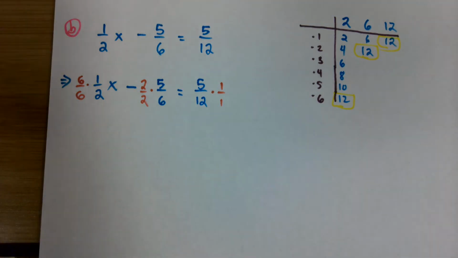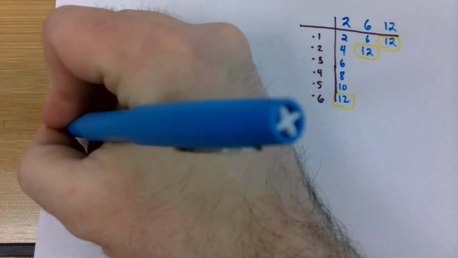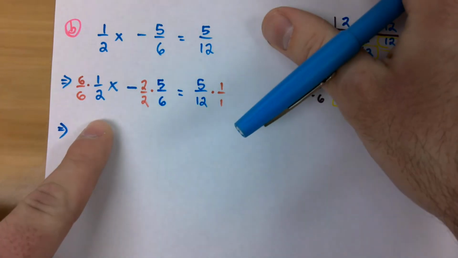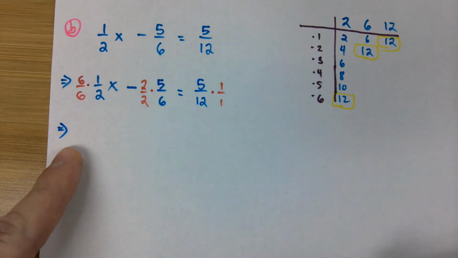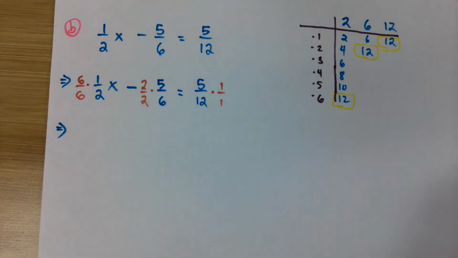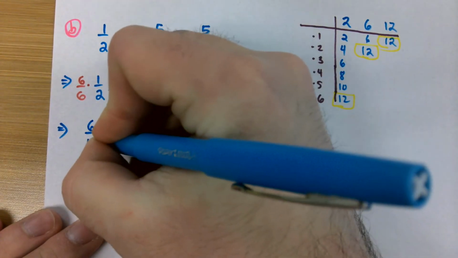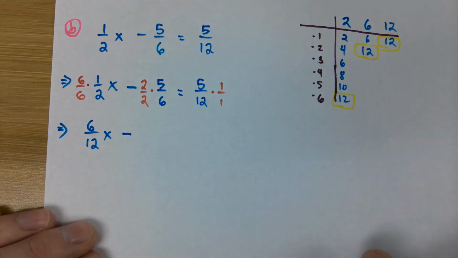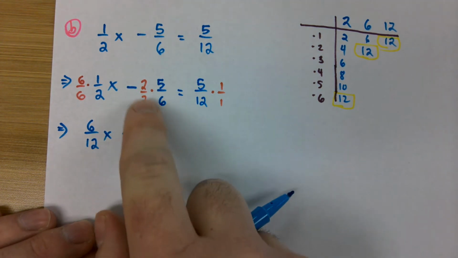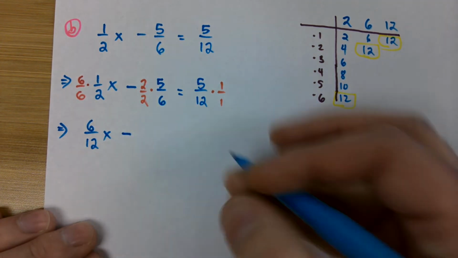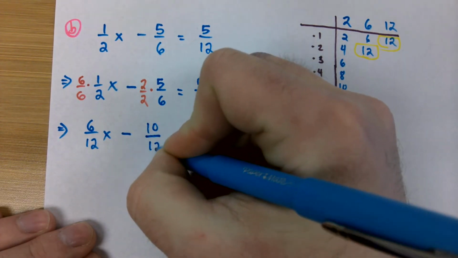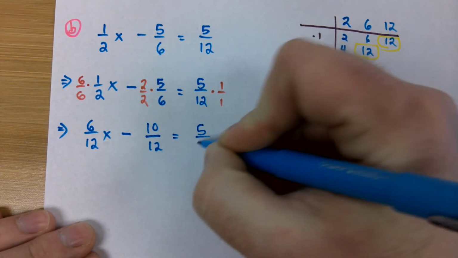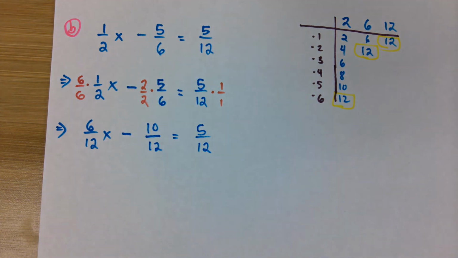Then let's go ahead and multiply these out. What's our first term going to read? 6 over 12x. Thank you, Rashayla. 6 over 12x. Minus, what's our second term going to be? 2 times 5 over 2 times 6. 10 over 12. 10 over 12. And that's going to be equal to 5 over 12.